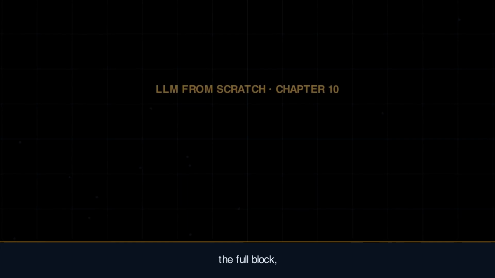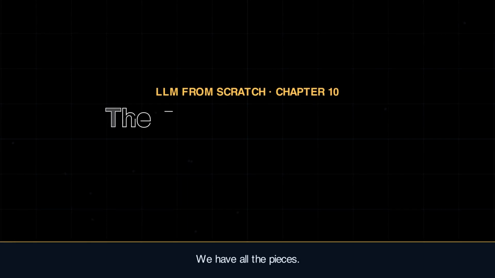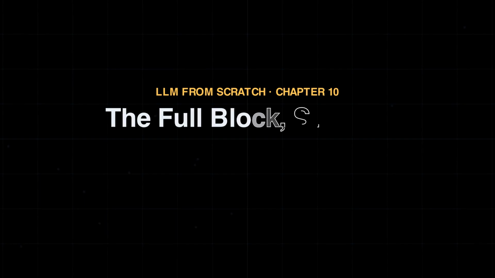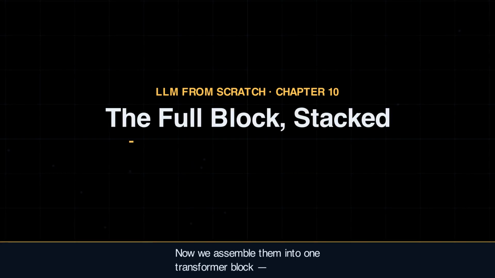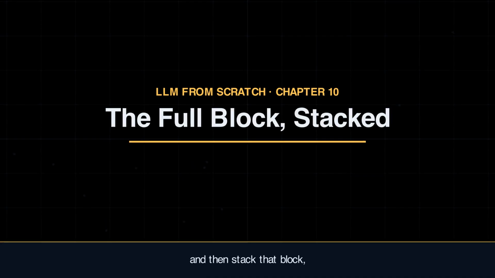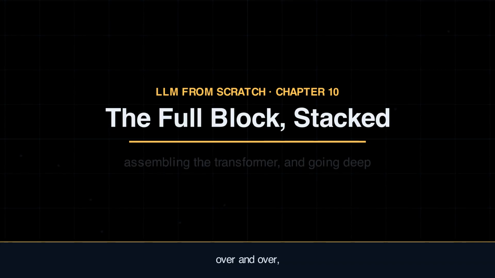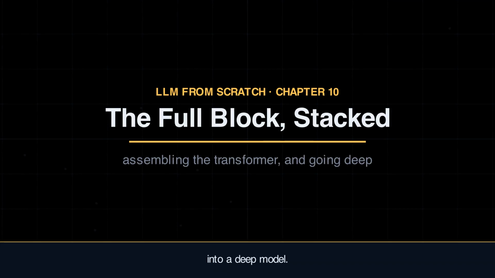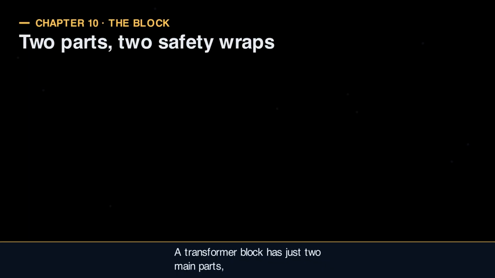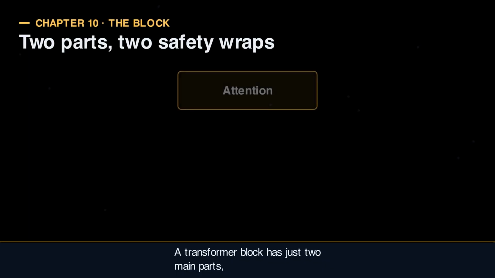Chapter 10: The Full Block Stacked. We have all the pieces. Now we assemble them into one transformer block, and then stack that block over and over into a deep model. A transformer block has just two main parts, and we've built both.